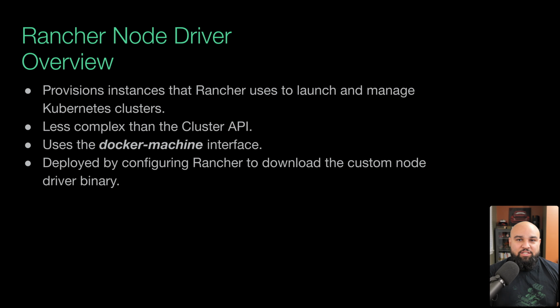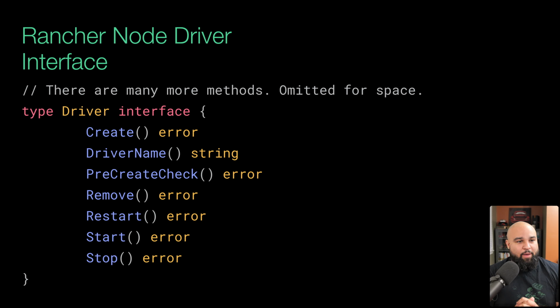This is far less complex than the cluster API because it relies on a Docker machine interface, which is just one Go interface to implement. It's a big interface, but it's still just one. So it's kind of more simple to implement than cluster API. And all you do is implement the interface, build a binary, deploy the binary to Rancher, and then use it. So what's that interface I was telling you about?